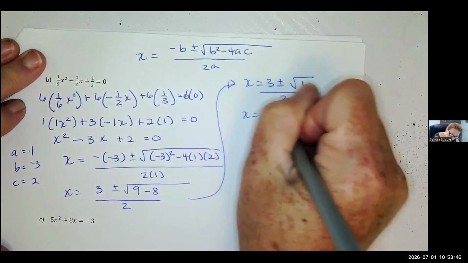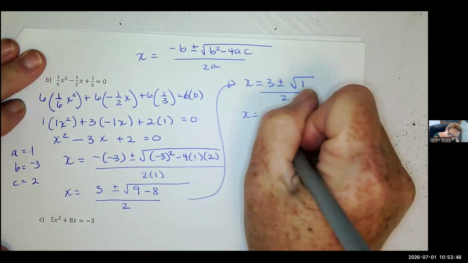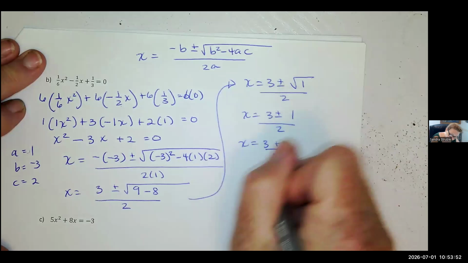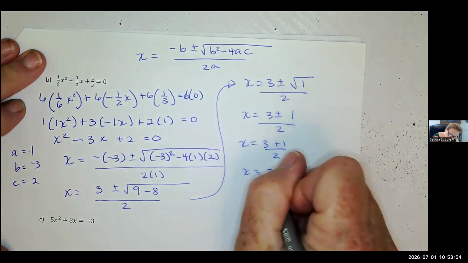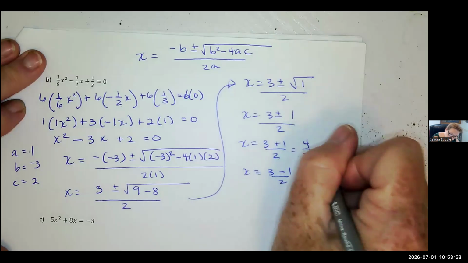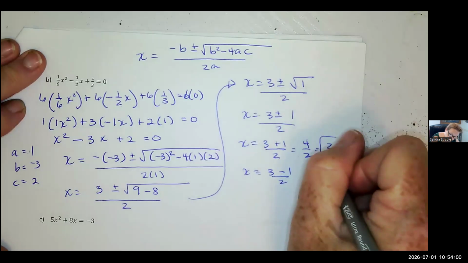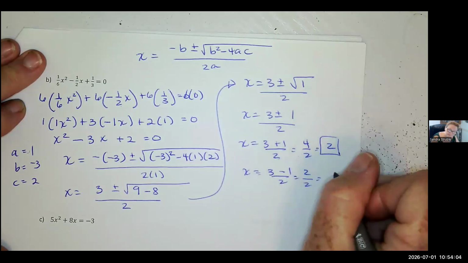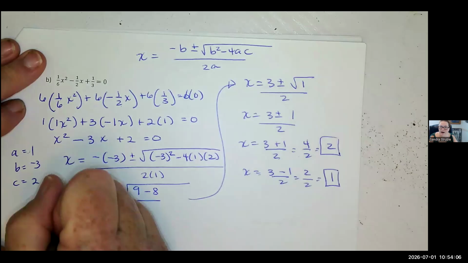Now we break it into 2. 3 plus 1 over 2. 3 minus 1 over 2. 3 plus 1 is 4. 4 over 2 is 2. 3 minus 1 is 2. 2 over 2 is 1. Let me know what questions you have.